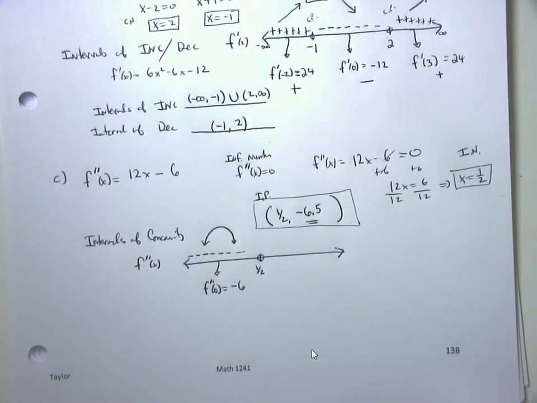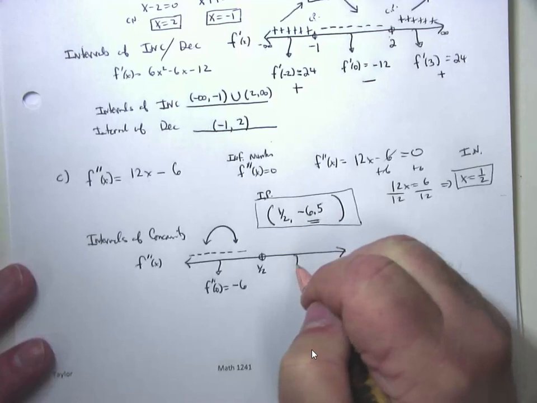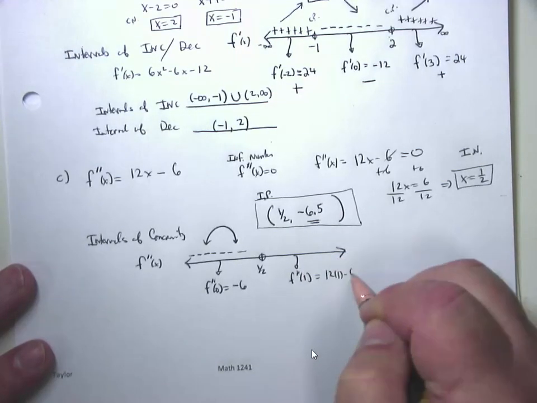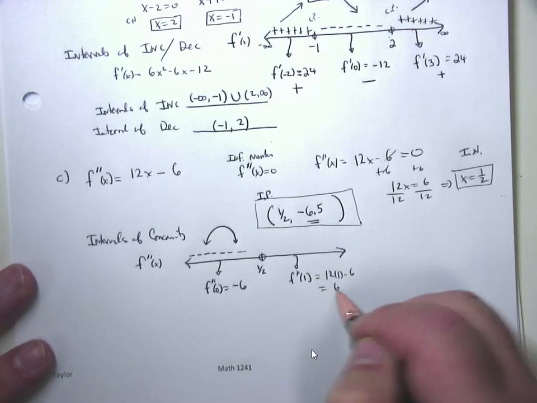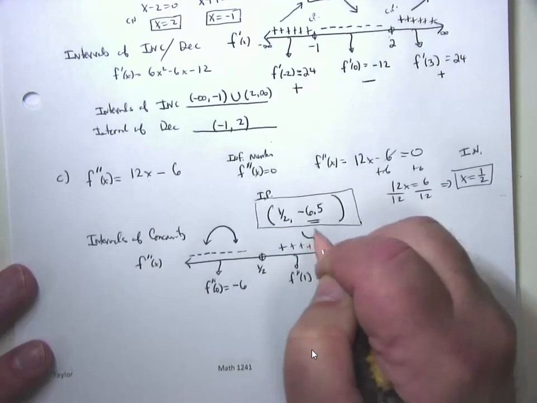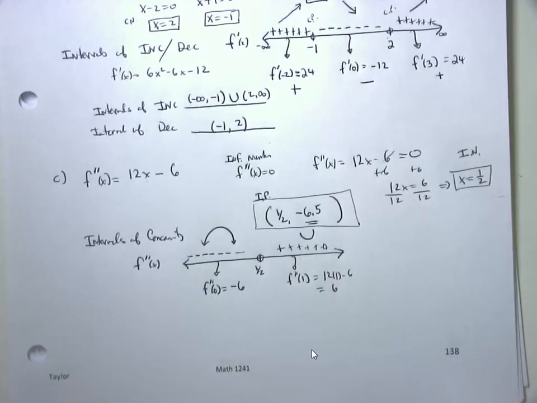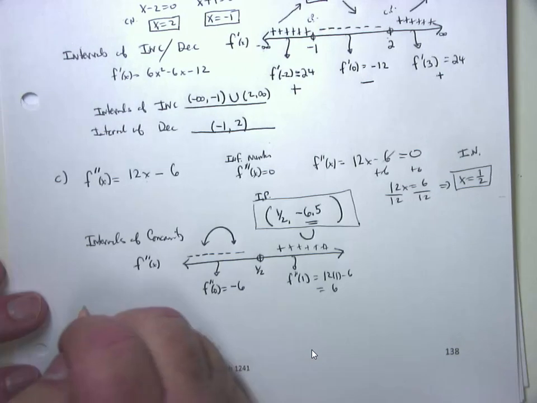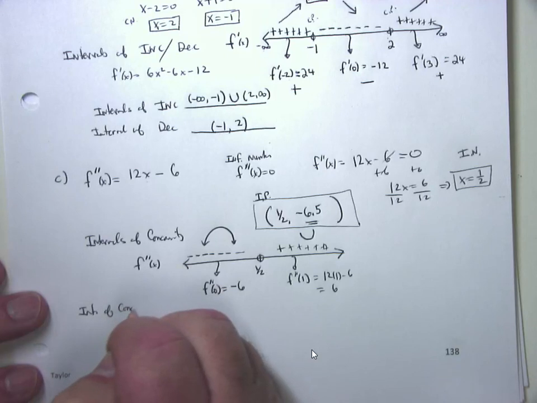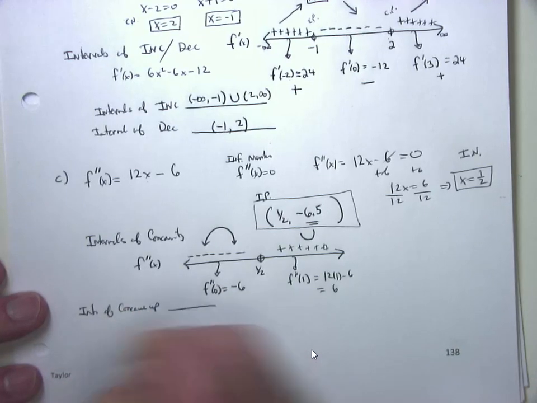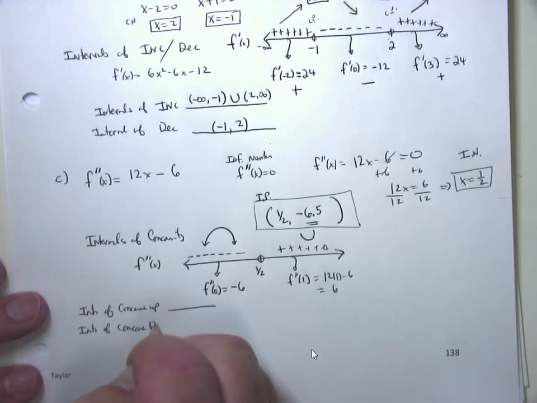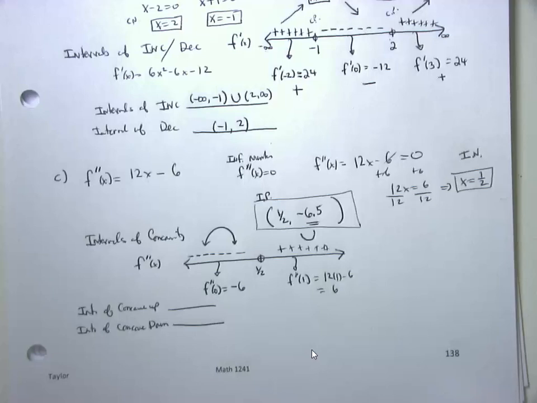Now pick a number bigger than 1/2. I choose 1. And I plug it into my second derivative. That'll be 12 times 1 minus 6, which makes it 6. I don't care what the number is, the sign of it is positive, but a positive second derivative means it's concave up. So they're going to ask for intervals of where it's concave up and intervals of where it's concave down. So let's answer the question.